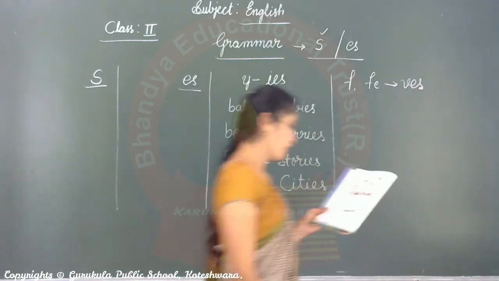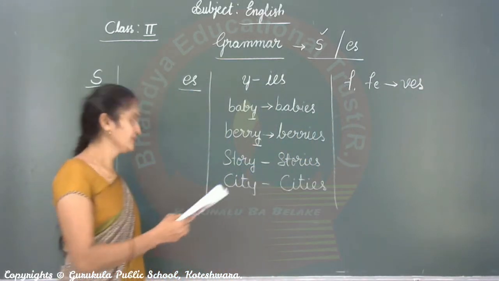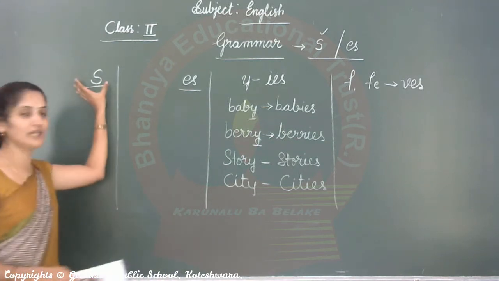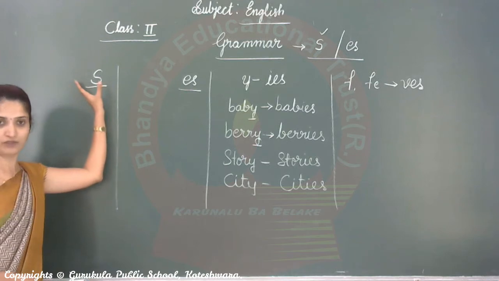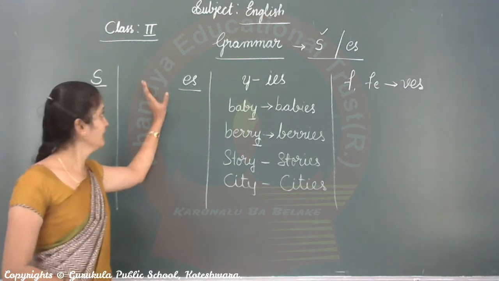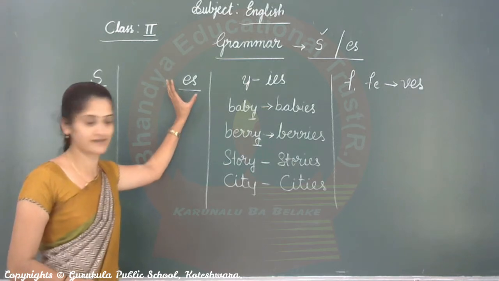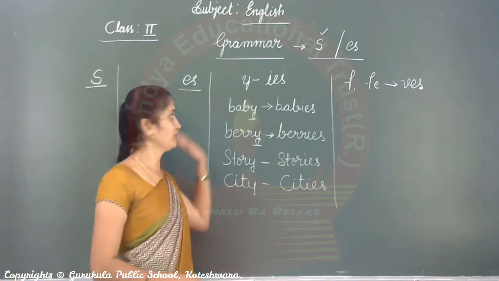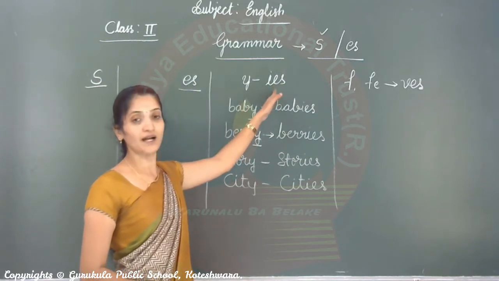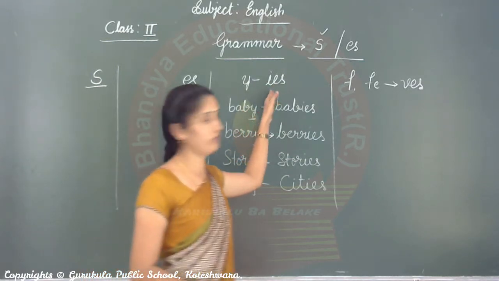Why I am telling this all means, this is one of the singular and plural. Just add S for the plural form of the noun. Then for some nouns, add ES; this is also a plural form. Then what? For some nouns, add IES. This is one of the plural forms.